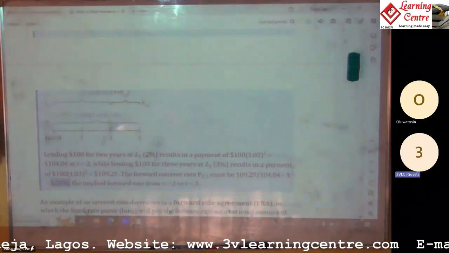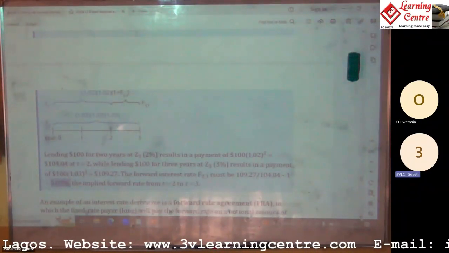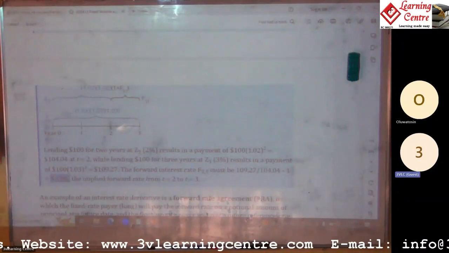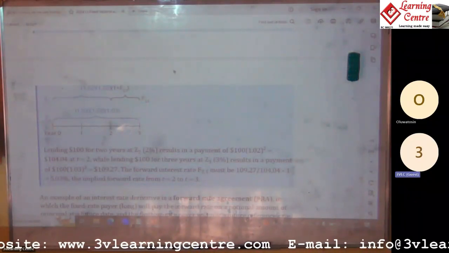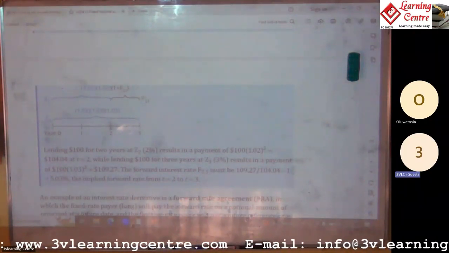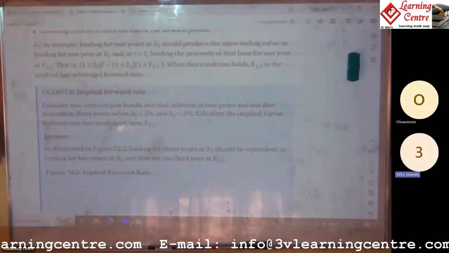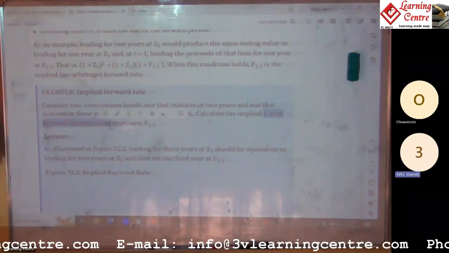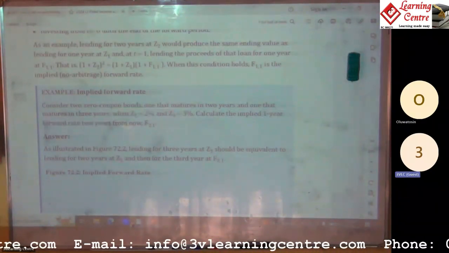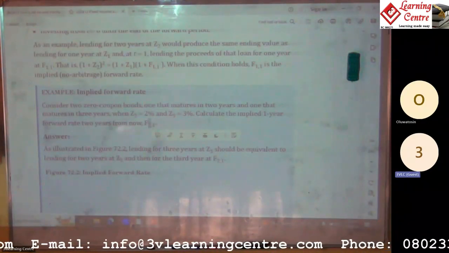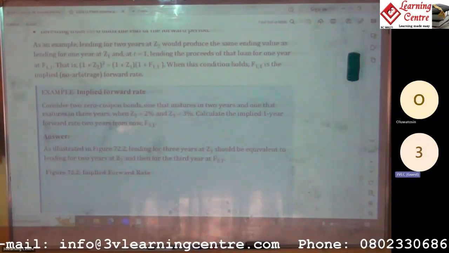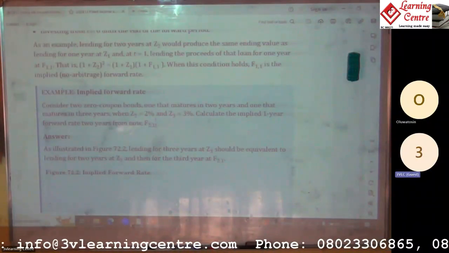We're almost done, just 2 minutes. So this is the implied rate between year 2 and year 3, which is this one that is shaded here. So remember, they said calculate the 1 year forward rate 2 years from now. So that's why we have F2. F2 is the time from now, which is 2 years. But the period of the forward rate is 1. That's why you see F2,1.